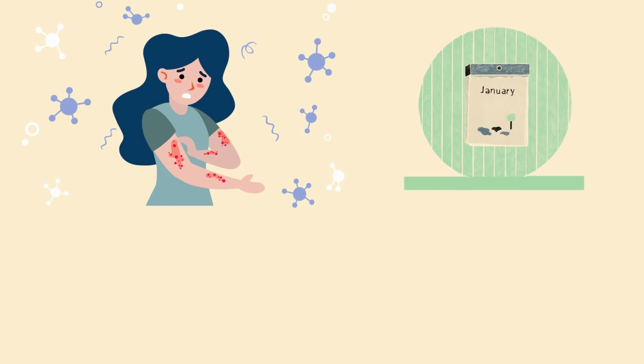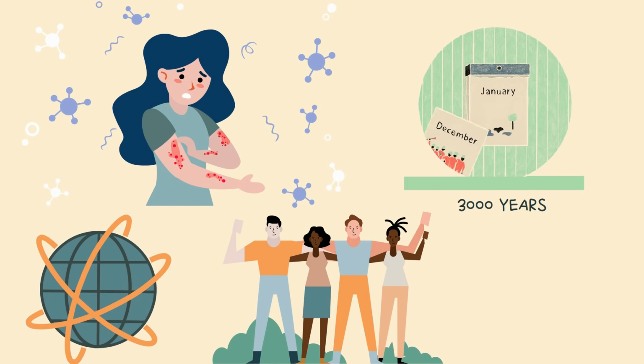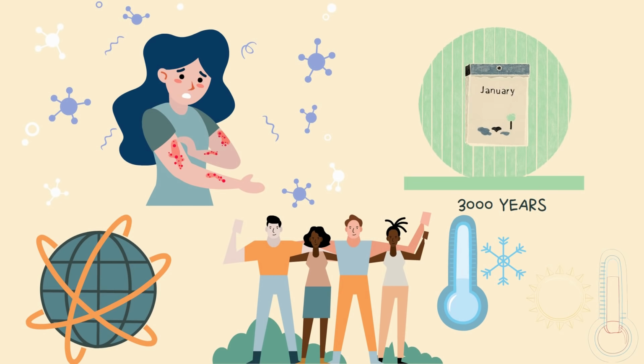Scabies has been known to mankind for more than 3,000 years. Scabies is an ancient worldwide disease affecting all races and social classes in every climate from Arctic to equatorial regions.